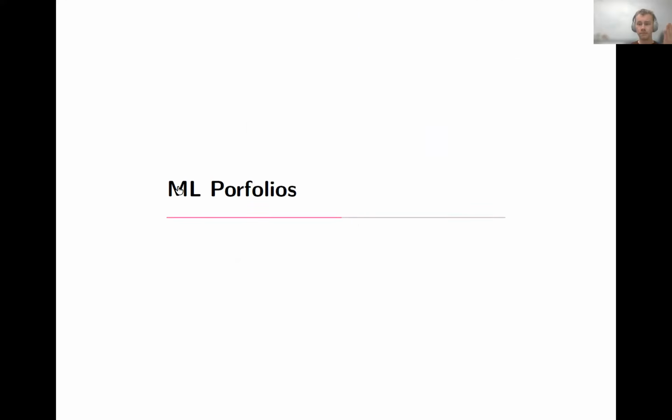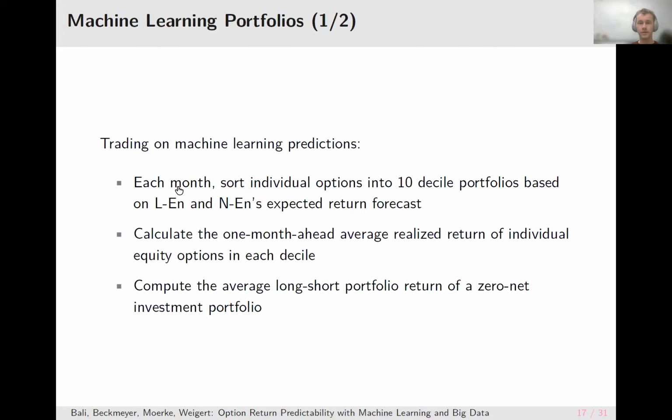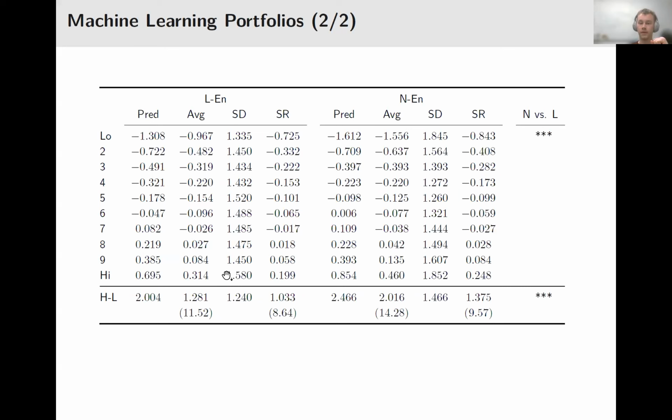Now, we can create portfolios off of this, so trading strategies. So each month, we sort individual options into 10 decile portfolios based on the predictions by the ensemble methods. We'll calculate value-weighted 1 month ahead average realized returns of individual equity options, and then compute the average long-short portfolios. And this is what we get.